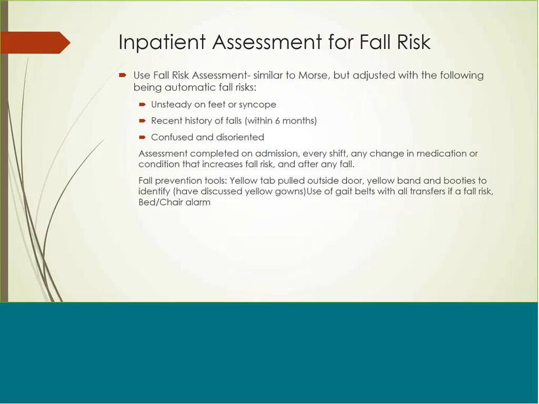They got an 8 for that, so they were automatically a fall risk. If they had a recent history of falls within the last 6 months, they were automatically a fall risk. If they were confused or disoriented, they were automatically a fall risk. And then we looked at the tool to make sure it worked okay with, say, somebody in their mid-50s who just had a recent knee replacement and has an IV and some altered elimination. Would they be a fall risk?